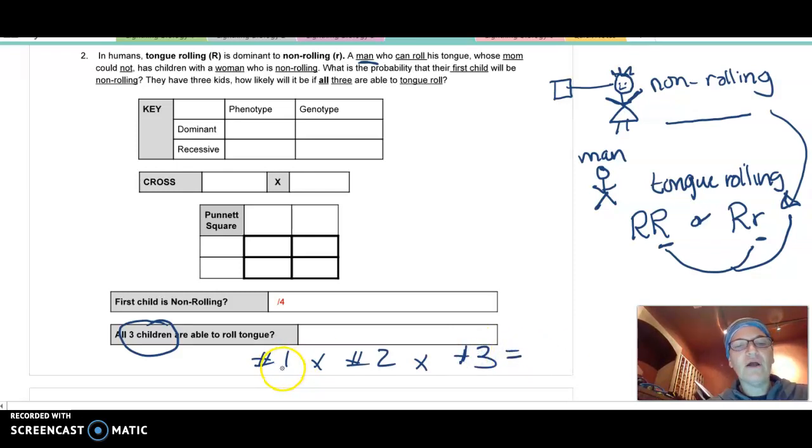So the probability of the first child times the probability of a second child times the probability of the third. So basically you're going to take whatever the answer is to the third power. So n to the third power. So I'll let that one be kind of the tricky one for you, but I hope this helps.